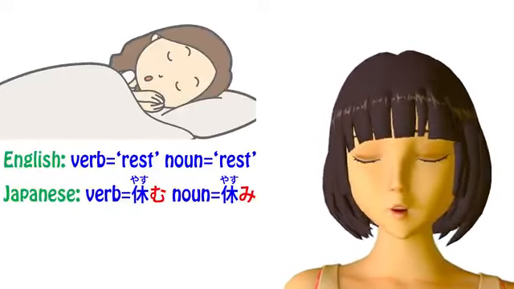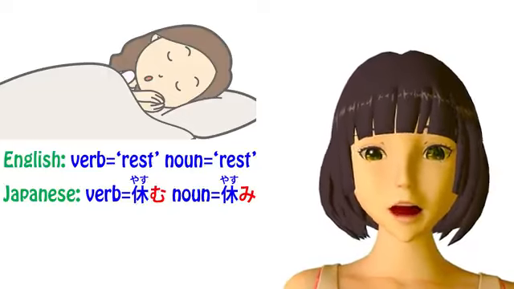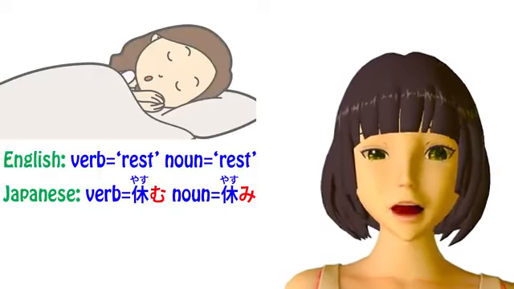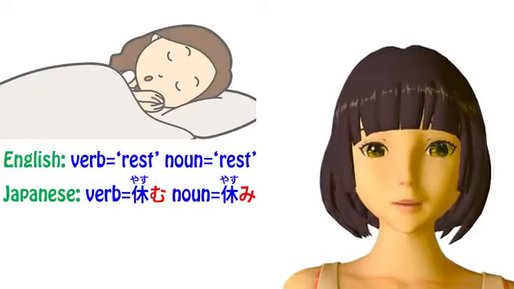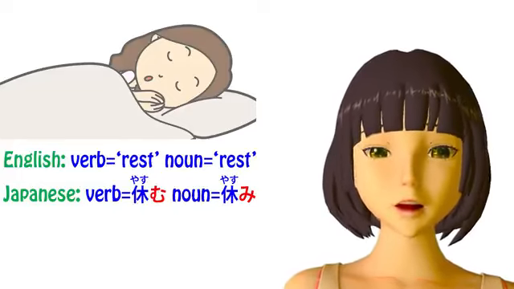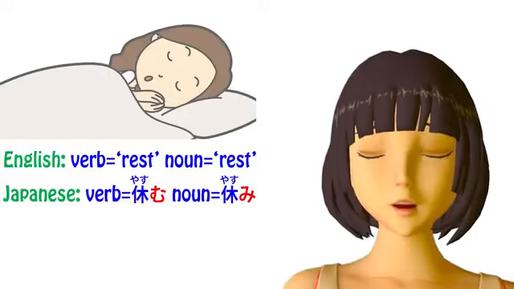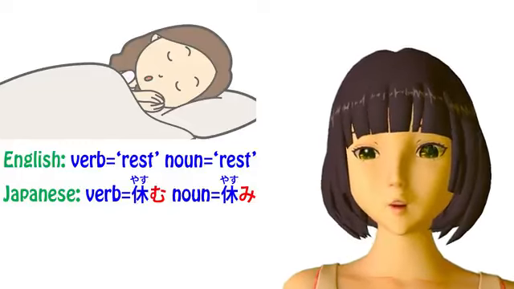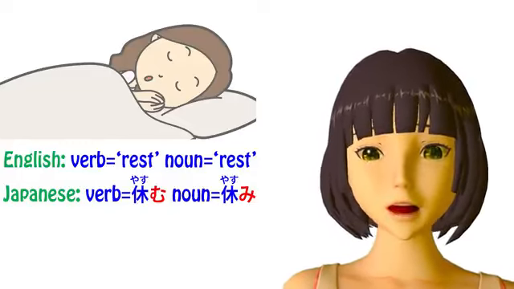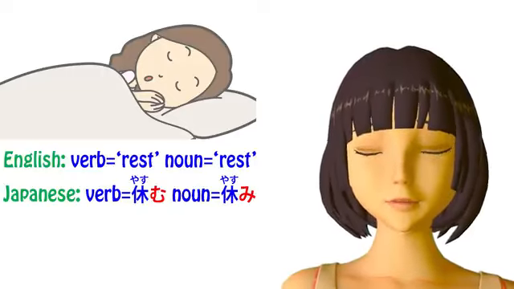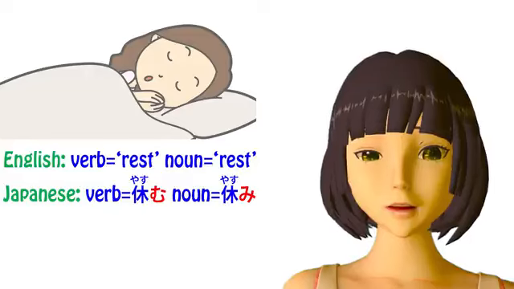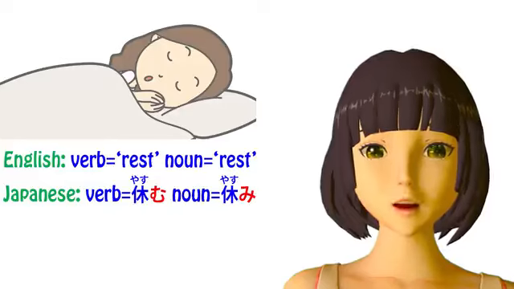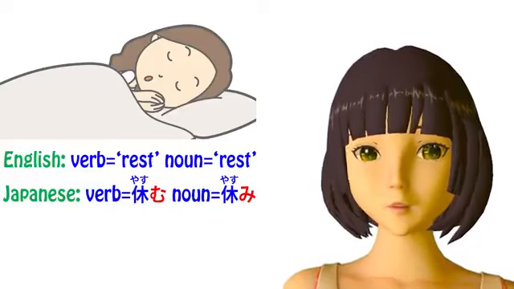In English, we have the word rest, which can be a verb or a noun. We use the verb rest when we say, I need to rest. We use the noun rest when we say, I need a rest. So if we take the verb yasumu in Japanese as a rough equivalent to rest in English, we have yasumu, which is the verb rest, and yasumi, which is the noun rest. So yasumu is the action of resting, the verb rest. Yasumi is a rest, the noun rest.